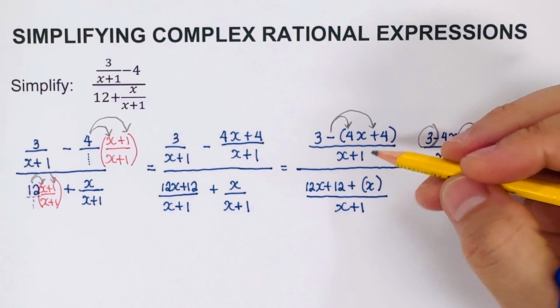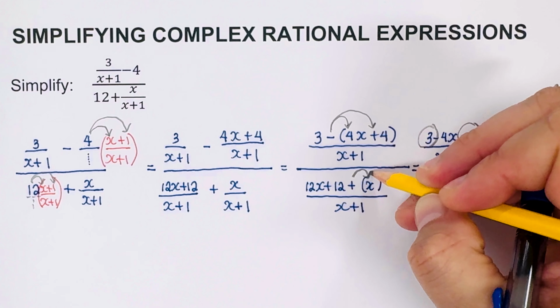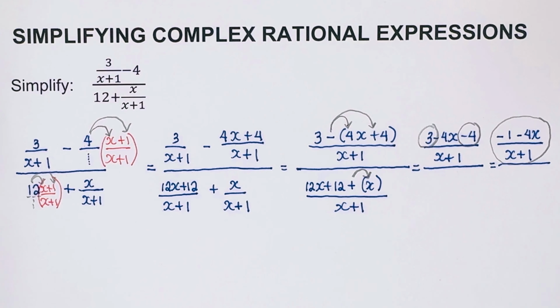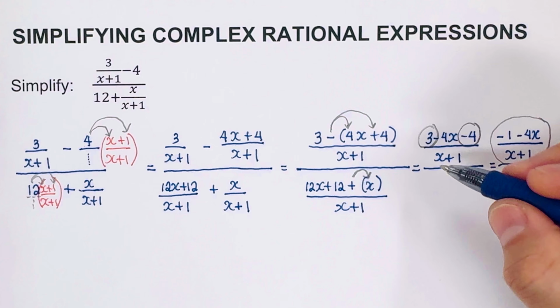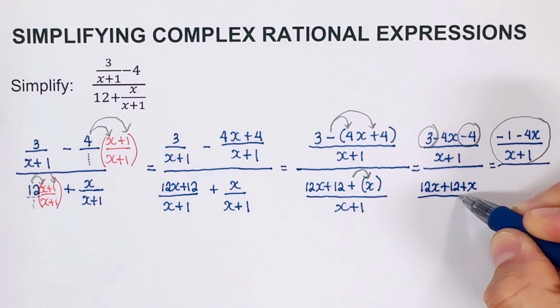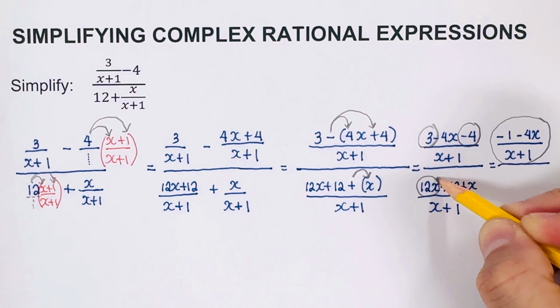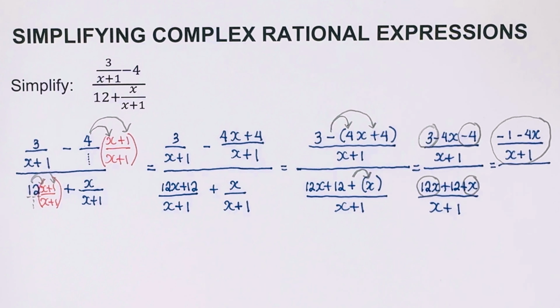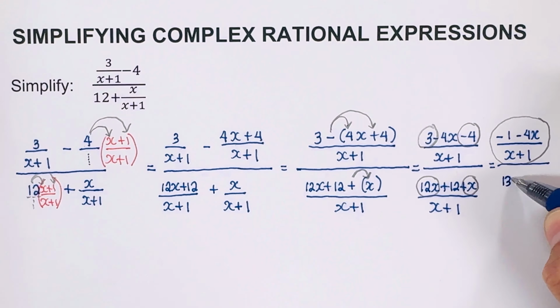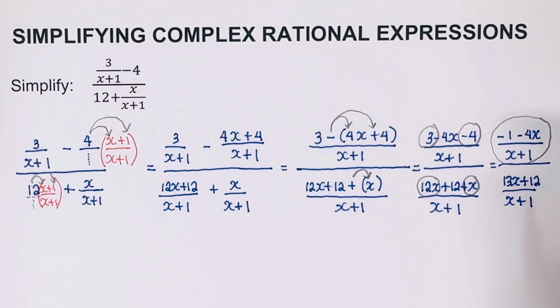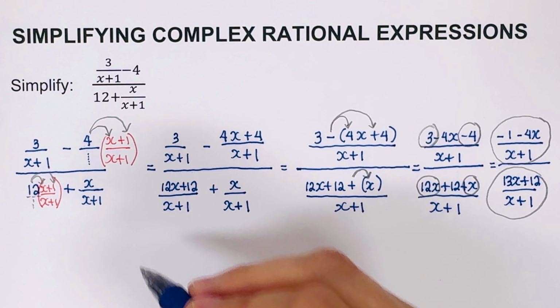We can go ahead and distribute this plus into the terms inside the parentheses, and our numerator would come out. Now we're going to combine like terms. In this case we have 12x and x, so this would come out, and this will be our denominator. Then we go ahead and simplify this further.